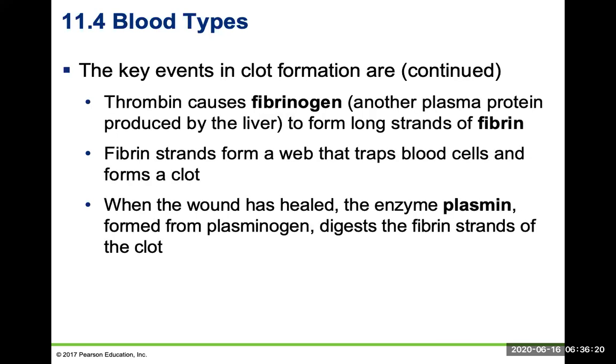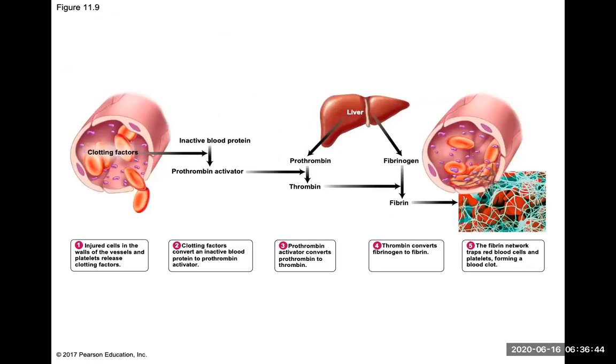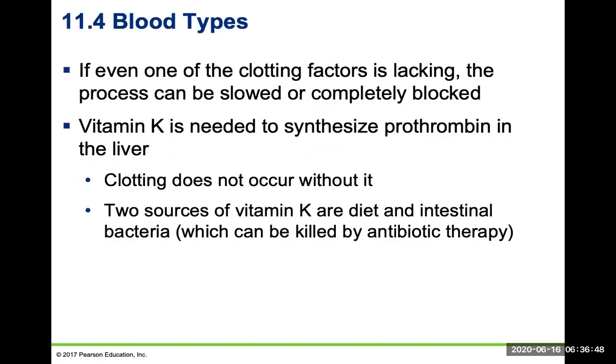Thrombin causes fibrinogen to form long strands of fibrin, and the fibrin strands form like a web or a trap for these red blood cells and form a clot. When the wound is healed, the enzyme plasmin, formed from plasminogen, digests the fibrin strands of the clot, so it gets rid of the clot so that blood can then freely flow. So these are the steps of blood clot formation.